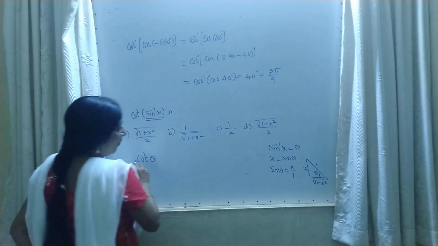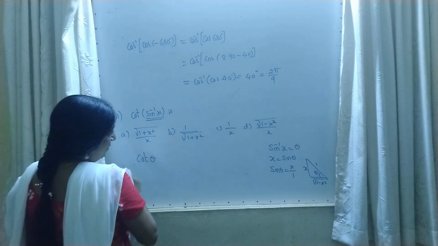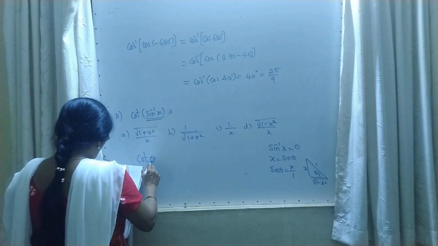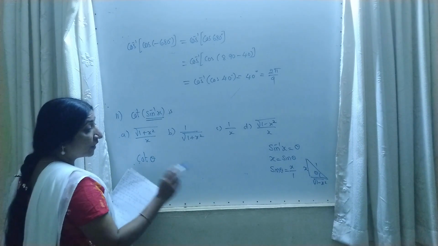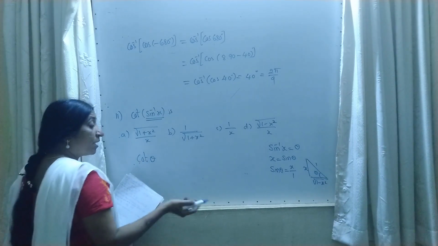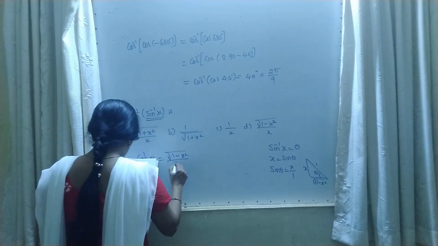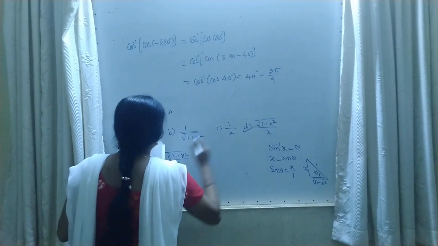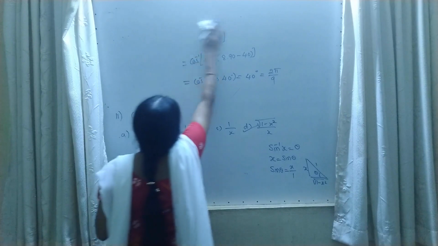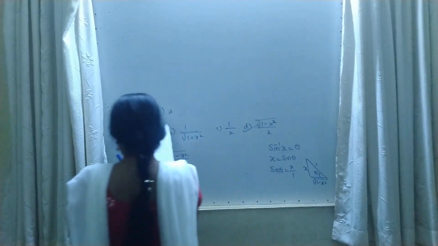So then what we have to write? We have to write cot theta. That cot theta from the figure: cot is adjacent upon opposite, root of 1 minus x square upon x. So option D. Next, question number 12.